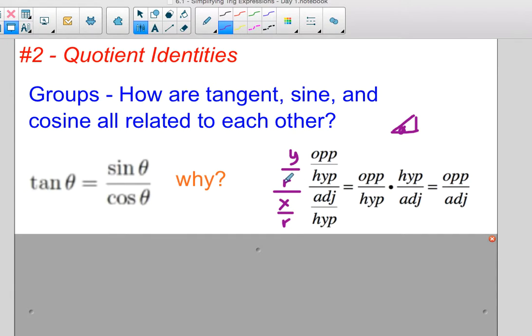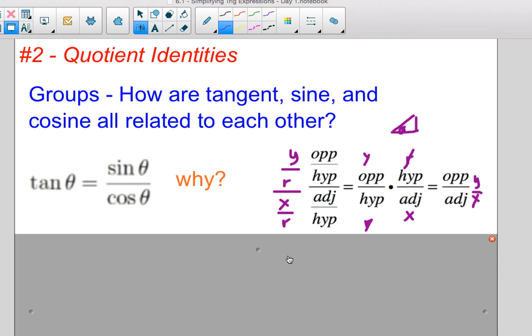So if you had y over r, opposite over hypotenuse, divided by x over r, adjacent over hypotenuse, that's the same thing as, instead of dividing by the fraction, multiplying by its reciprocal. So you'd have y over r times r over x, hypotenuse over adjacent. The r's would cancel, or the hypotenuses would cancel, and you would just have y over x, which is the exact same thing as tangent from when we did it in Unit 5.